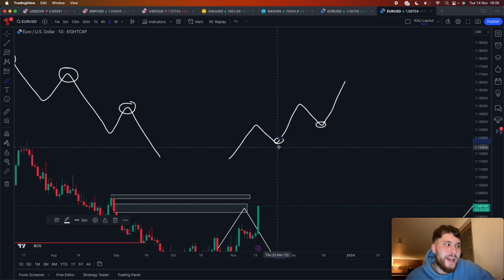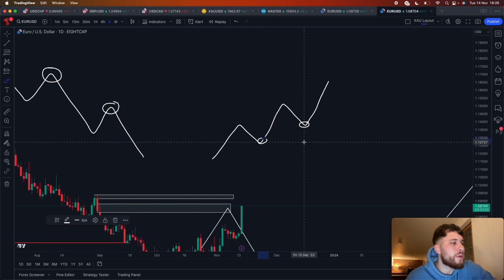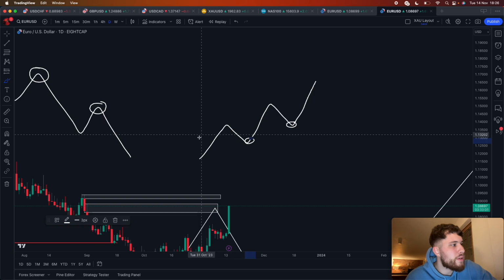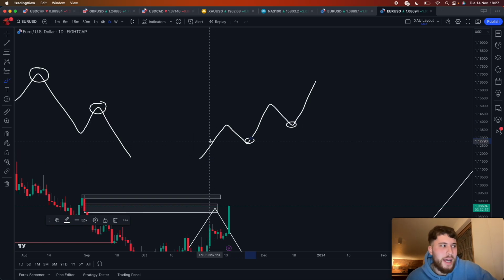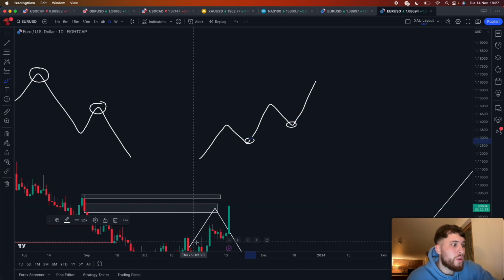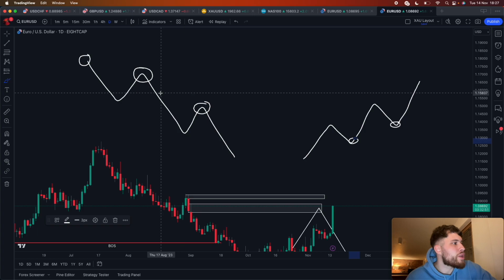Now, in order to find those lows, we need to look at the previous impulsive waves to find any areas of demand that have been left unmitigated, which are some of the examples that we went over today. And the same with a bearish market.